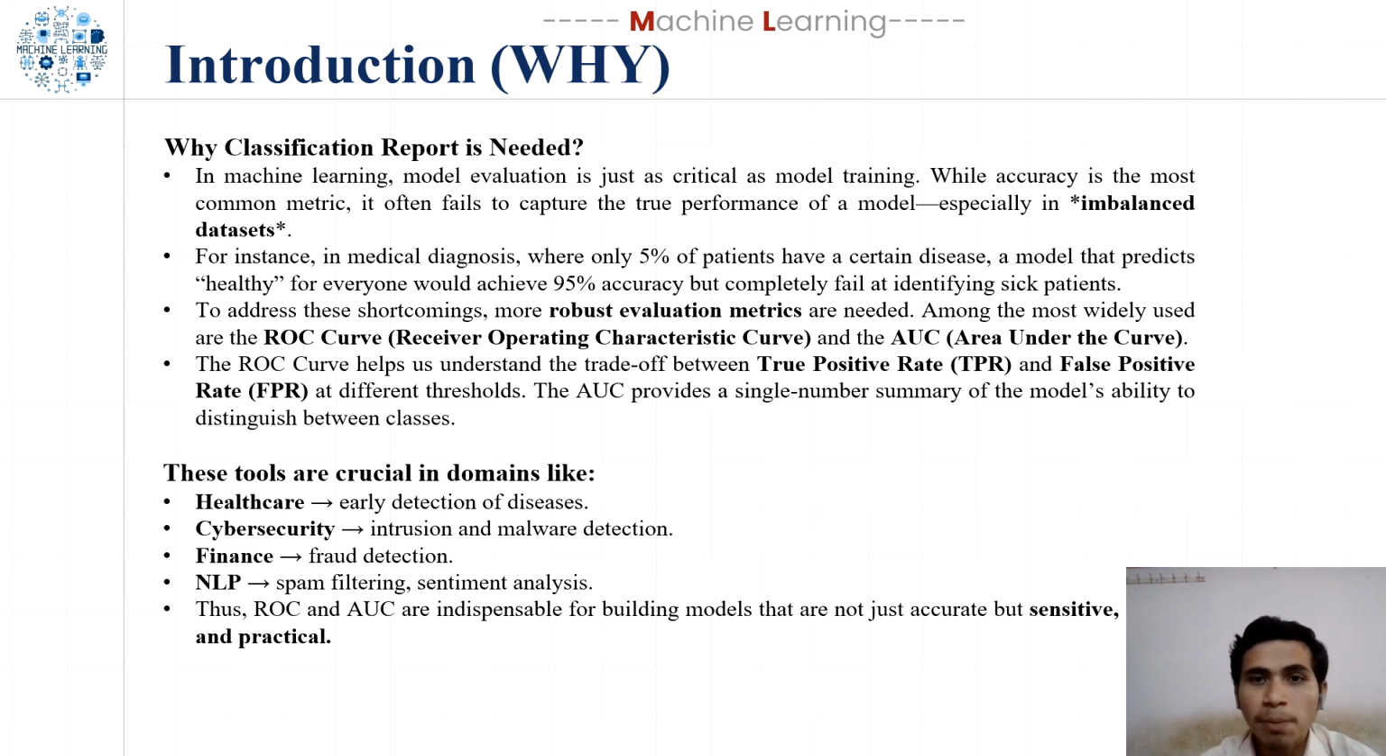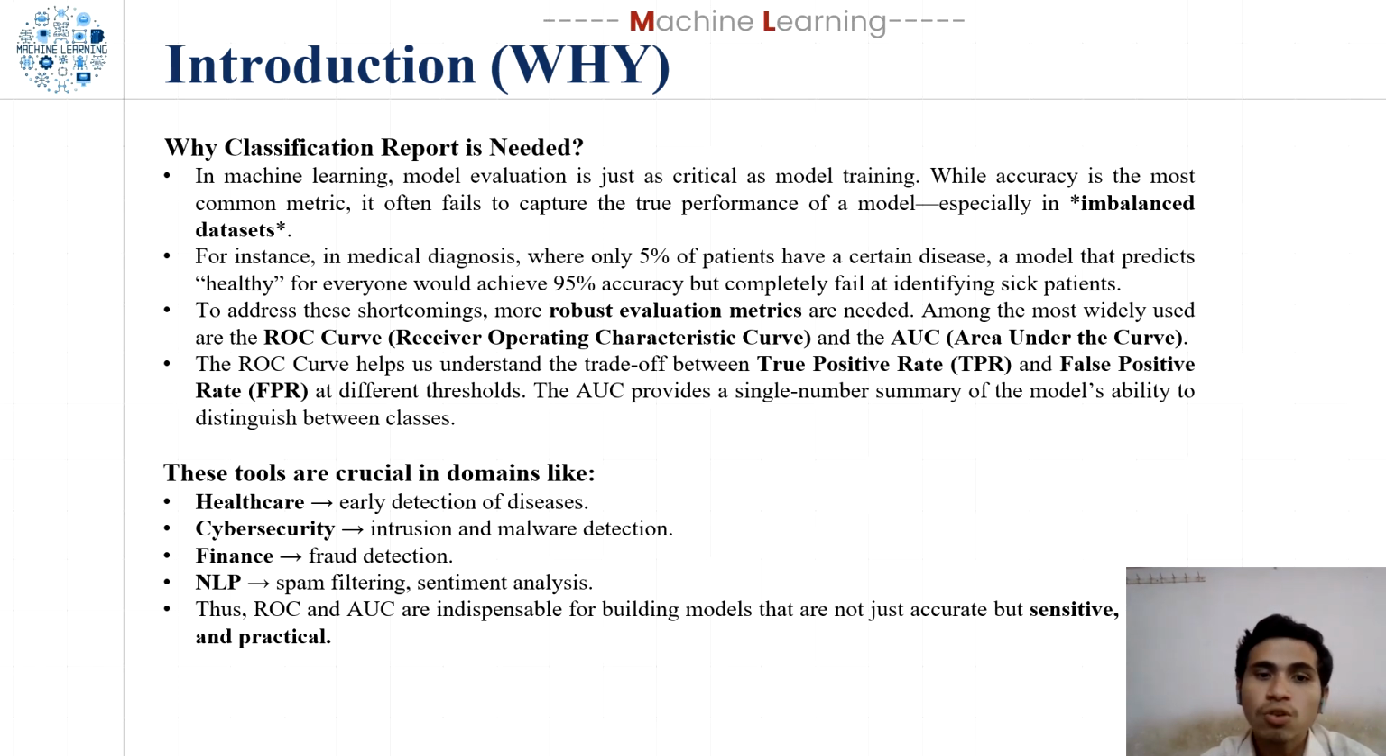In many real world applications, accuracy is not enough. Consider disease detection. If only 5% of the patients have a disease, a model that predicts everyone as healthy will have 95% accuracy, but it will fail to detect the actual patients. This is where the AUC and ROC curve come in.